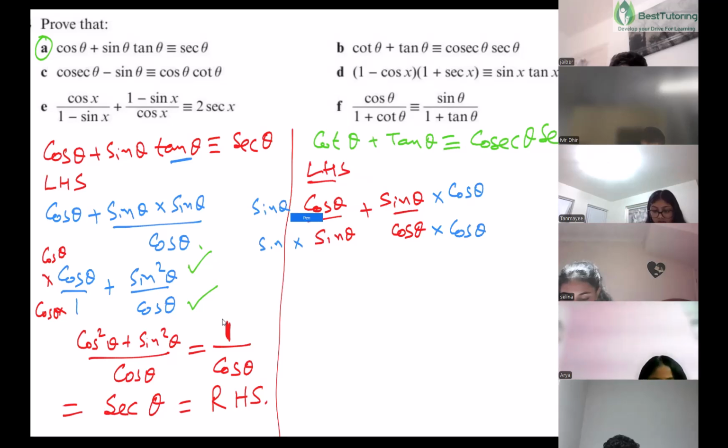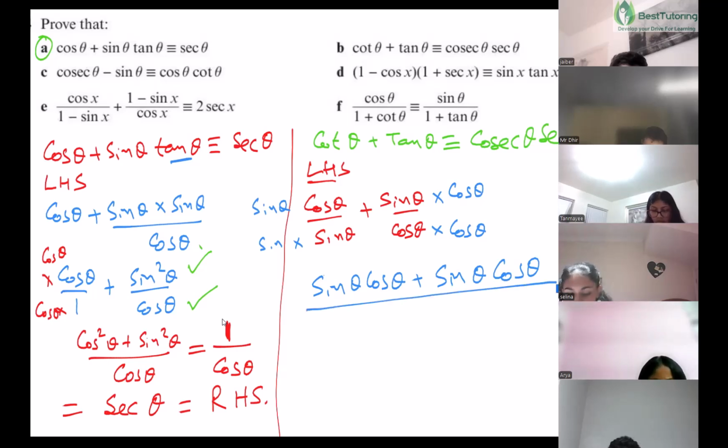You get cos plus sine theta cos theta, plus, go on, sine theta cos theta over, are we doing right? Over sine theta cos theta. Sine squared theta and cos squared theta.